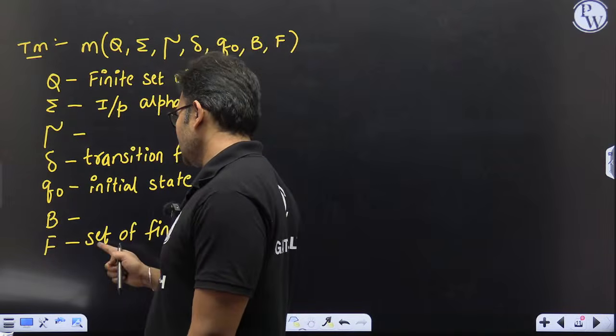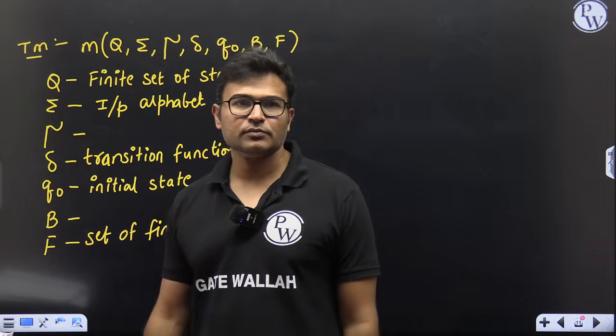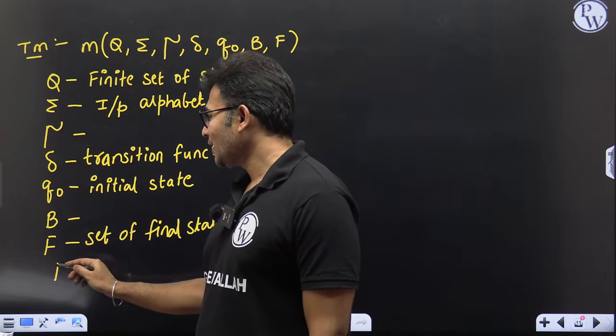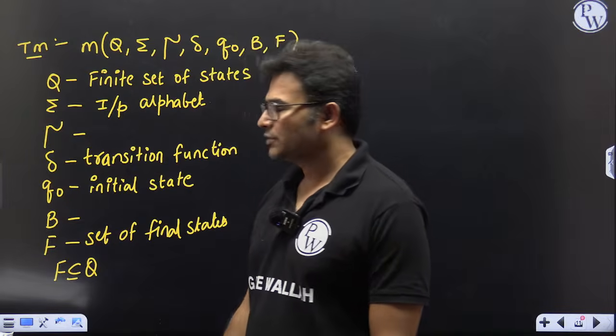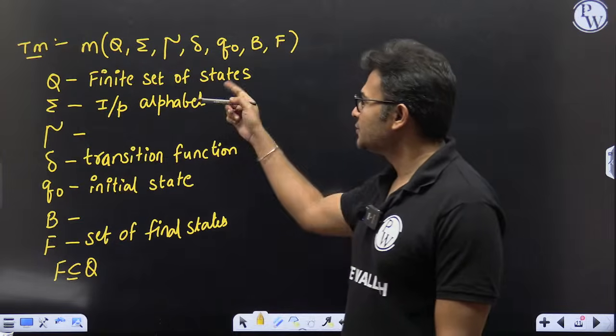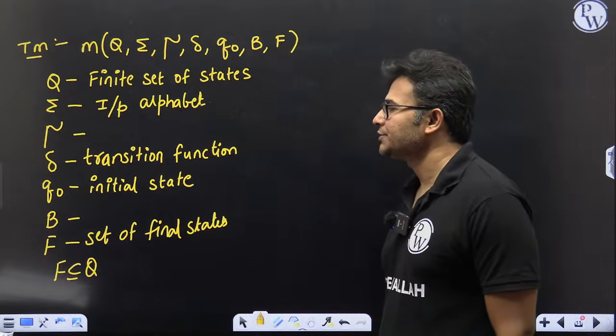So what is F? F is the set of final states. What is the relationship between Q and F? These final states are nothing but a subset of the set of states. Out of the total states, some of them are going to be the final states, right?